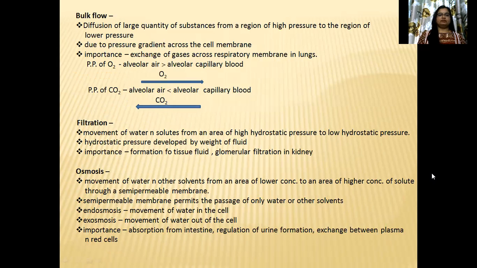First is bulk flow. Bulk flow means diffusion of a large quantity of substances from a region of high pressure to a region of lower pressure. It occurs due to a pressure gradient across the cell membrane. Importance: exchange of gases across the respiratory membrane in the lungs, due to the difference between the partial pressure of oxygen in alveolar air and alveolar capillary blood, and of carbon dioxide in alveolar air and alveolar capillary blood.